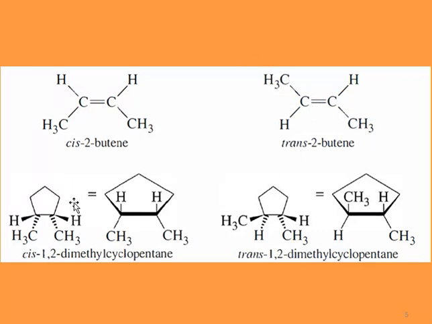Now for cyclopentane, or 1,2-dimethylcyclopentane, we have methyl groups on the same side and on the opposite side, here and here. So here we have the trans isomer, and here we have the cis isomer. That's why we need to write cis-1,2-dimethylcyclopentane, and this one trans-1,2-dimethylcyclopentane.